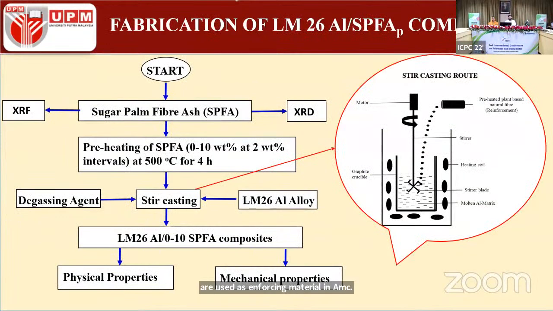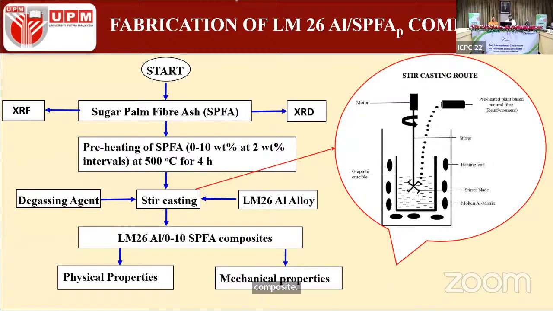Okay, this is the fabrication process of the aluminum composite. So we start with sugar palm ash, and then we do the HRF and HRD, and then preheating of sugar palm fiber ash at 500 degrees C for 4 hours, and we carry out the degassing. We put the degassing agent in this stir casting with LM26 aluminum alloy, and then what we get is a composite of LM26 aluminum and 0 to 10% sugar palm fiber ash, to form the composite, and then we test the physical and mechanical properties.